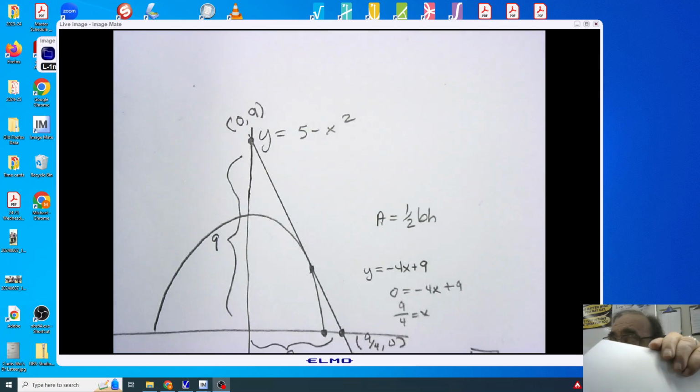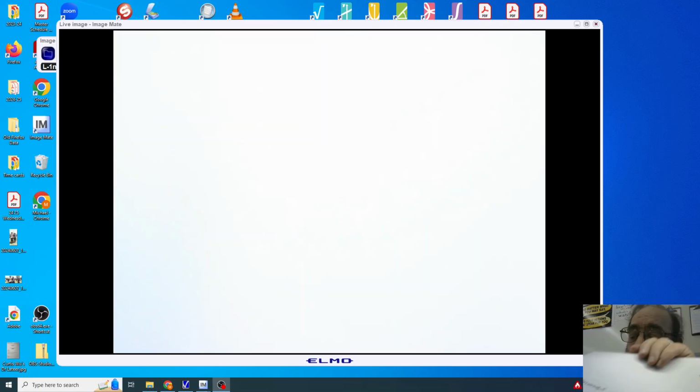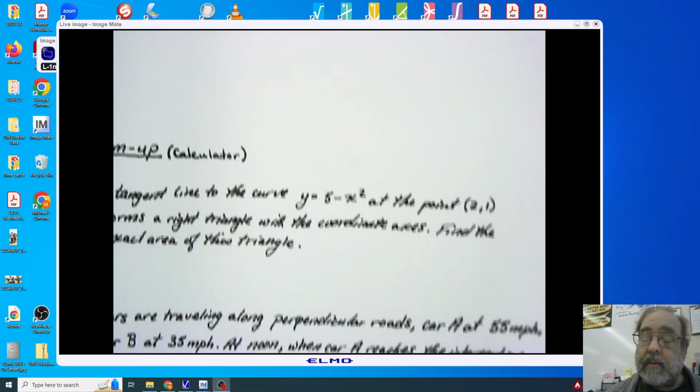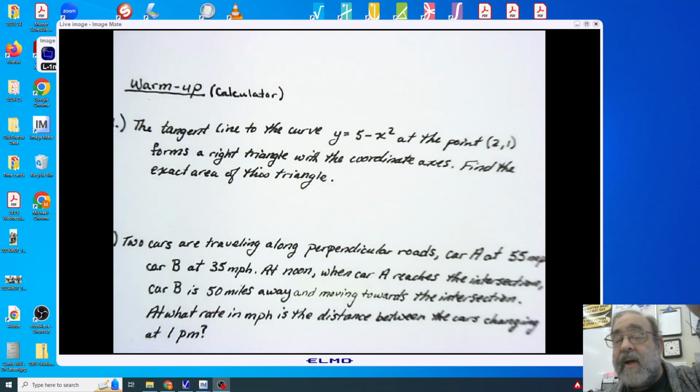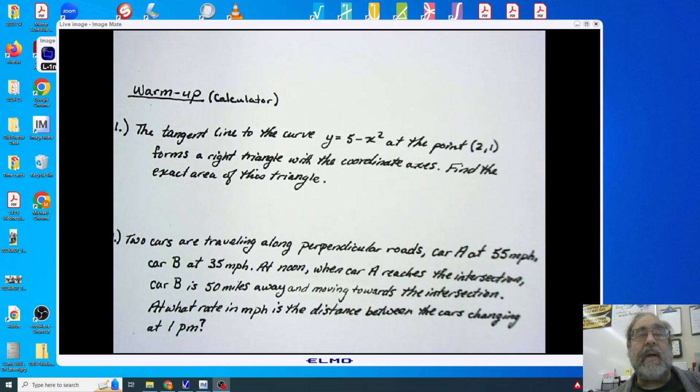The second question that we have is a tricky one because it requires that we draw a picture, just like our first one did. Two cars are traveling along perpendicular roads, car A at 55 miles per hour and car B at 35 miles per hour. At noon, when car A reaches the intersection, car B is 50 miles away and moving towards the intersection. This is important so that we know our actual rate of change. We then have: at what rate in miles per hour is the distance between the cars changing at 1 p.m.?